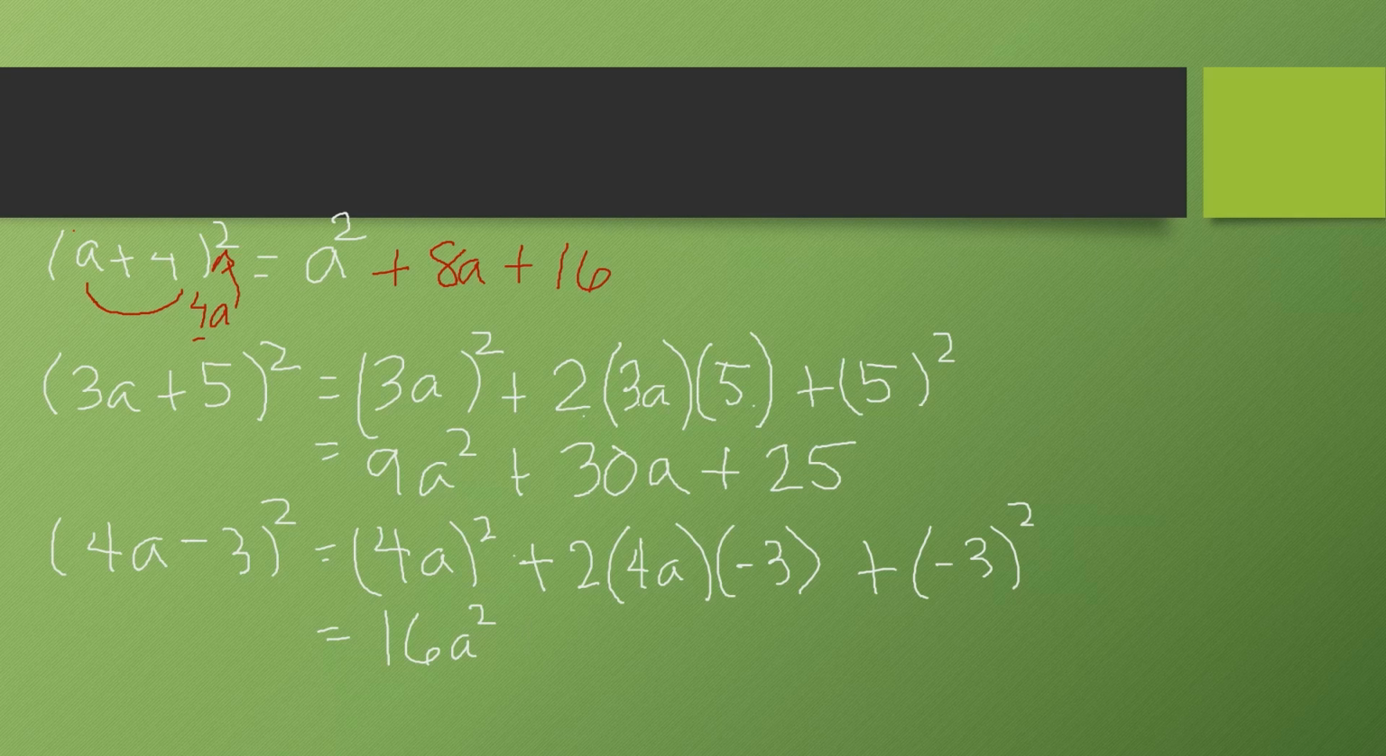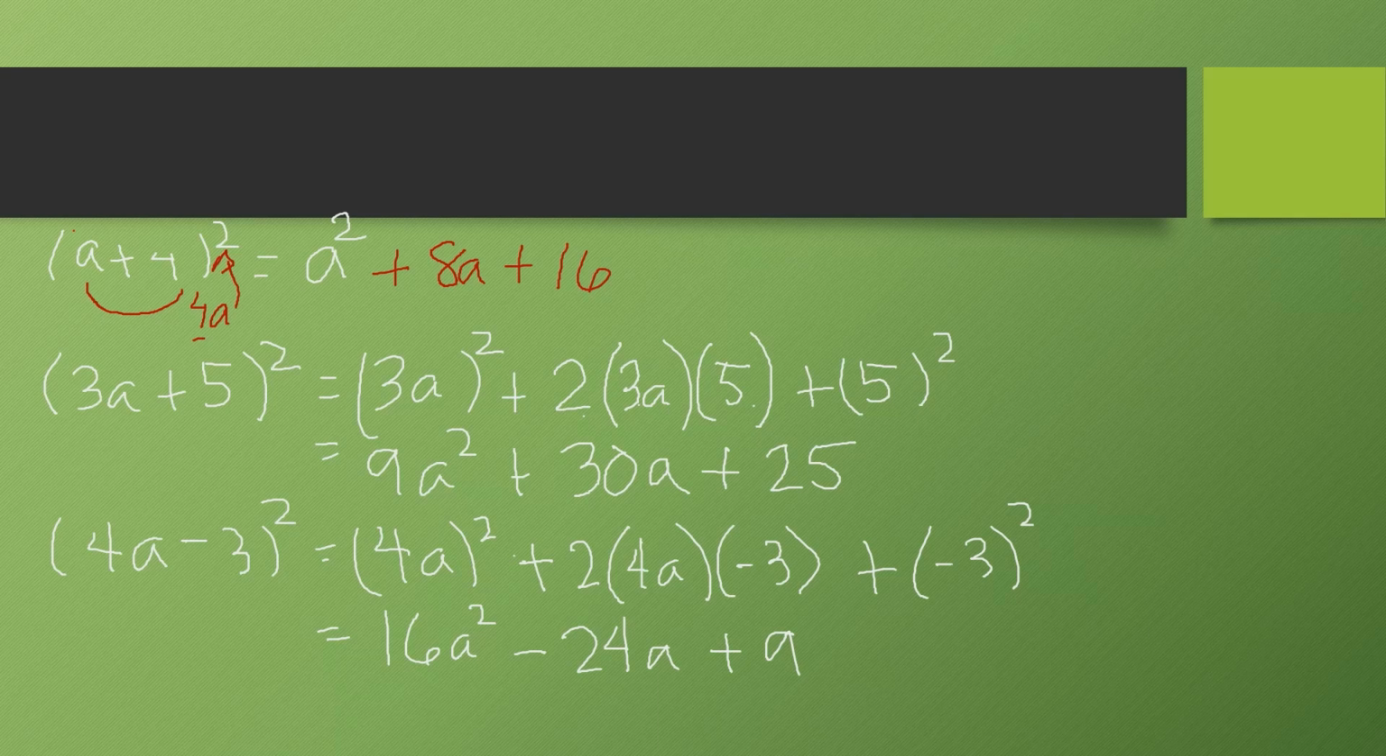Positive 2 times 4 is 8, times negative 3 is negative 24a. Plus, the square of negative 3 is positive 9. Again, the square of 4a minus 3 is 16a squared minus 24a plus 9.